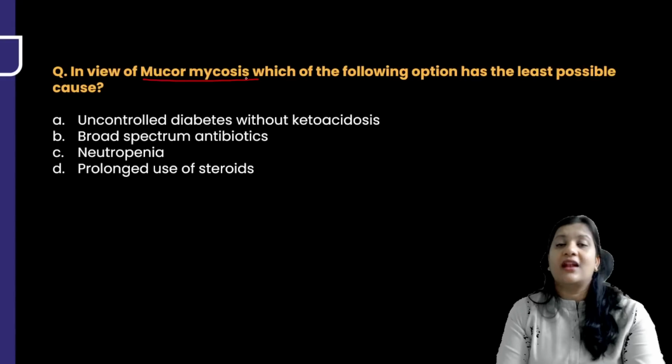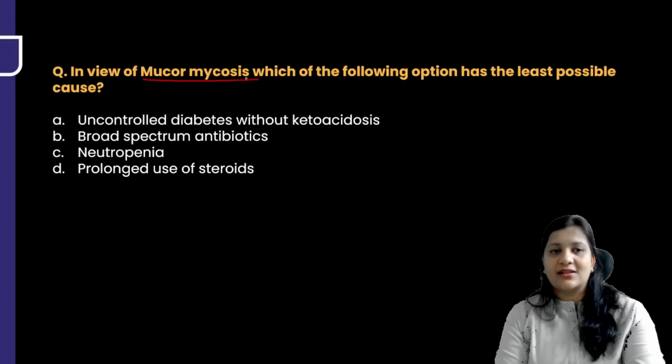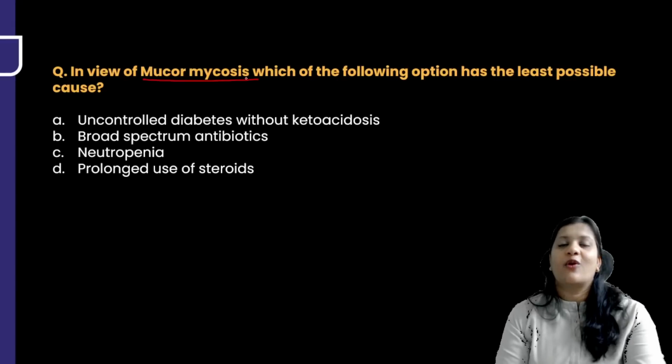Now again, this is a very expected question because there was a surge. We have seen in the last 2 years questions coming on mucormycosis. So this was something that was expected to come. So let's answer this question. In view of mucormycosis, which of the following options is the least possible cause? Uncontrolled diabetes without ketoacidosis, broad spectrum antibiotics, neutropenia, prolonged use of steroids.